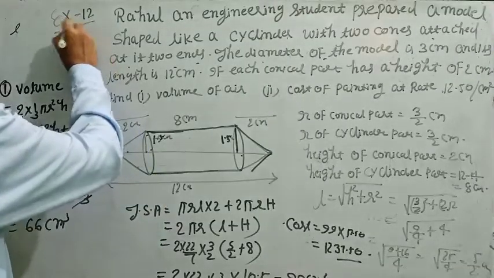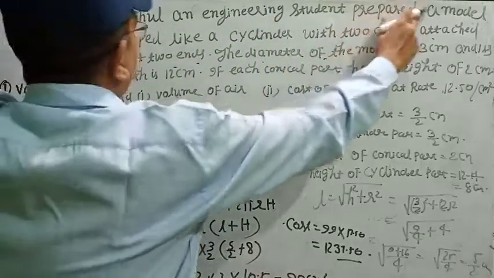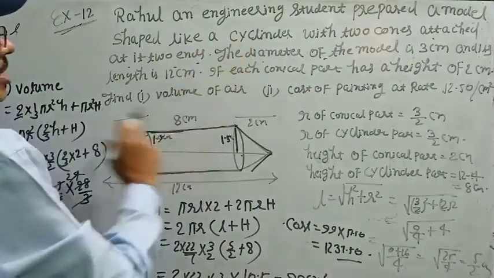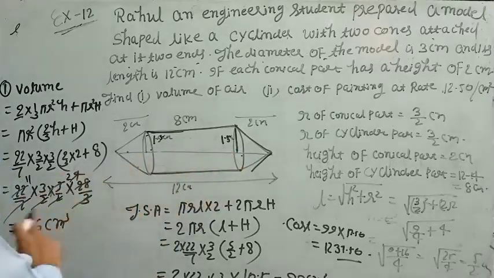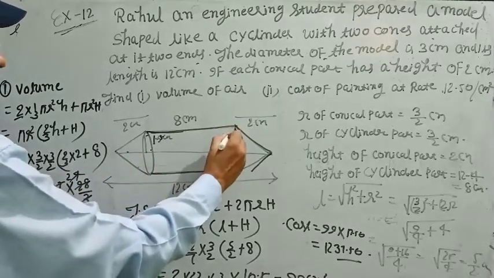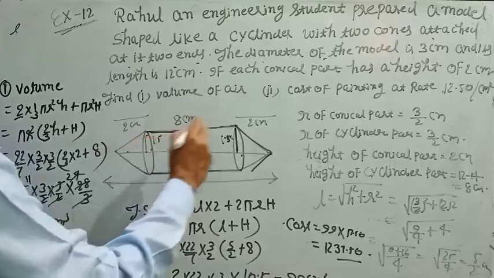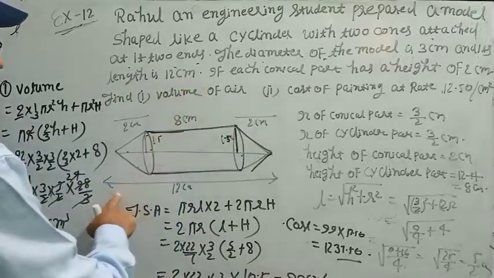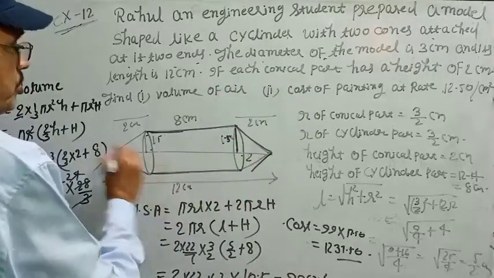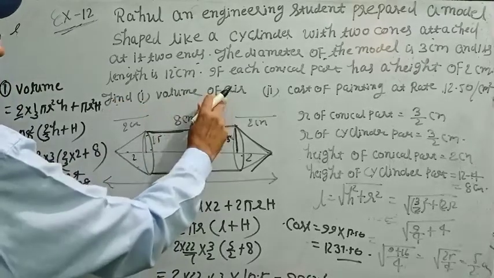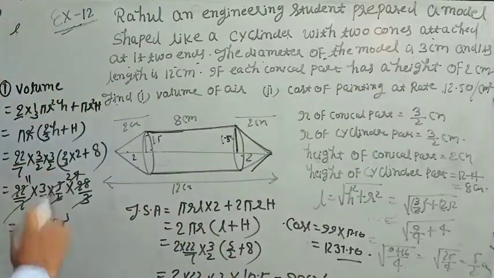Now see example 12. Rahul, an engineering student, prepared a model shaped like a cylinder with two cones attached at the 2 ends. The diameter of the model is 3 cm, that means the radius will be 1.5 cm, and the total length of the model is 12 cm. If each conical part has a height of 2 cm, then find the volume of the air in the model and the cost of painting at the rate of 12.50 per cm square.